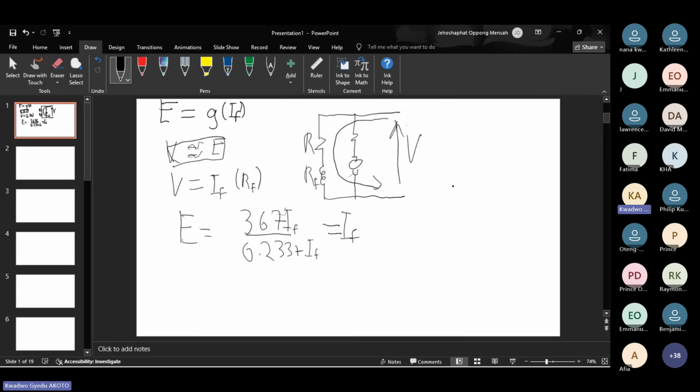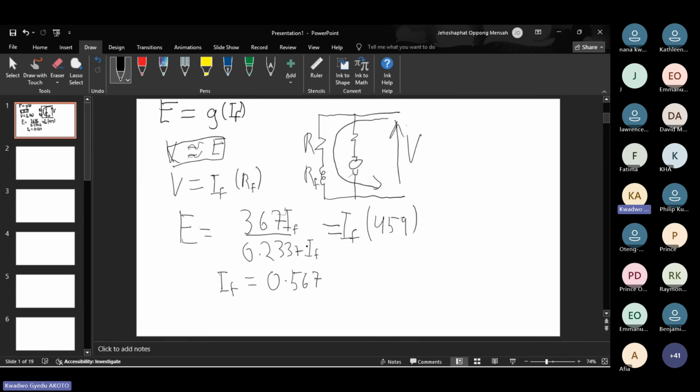We have 459 ohms, right? 459 ohms. So if we make IF the subject here, right, we are going to get IF to be equal to 0.567 amps. Please, here we just made IF the subject, okay? And then from there, now we have our IF.